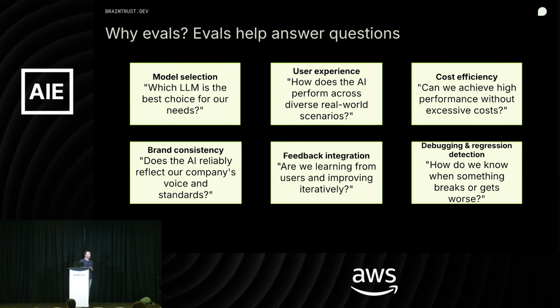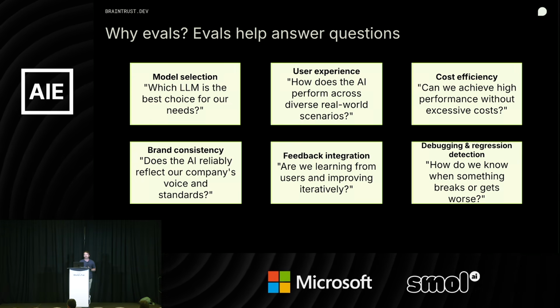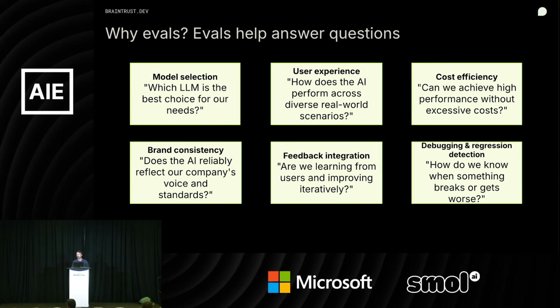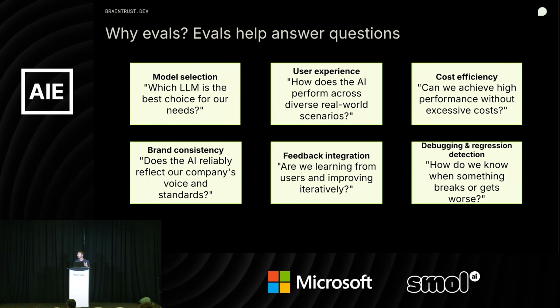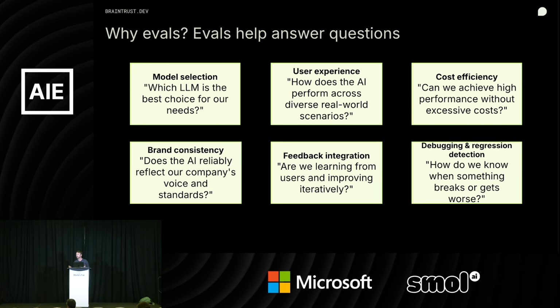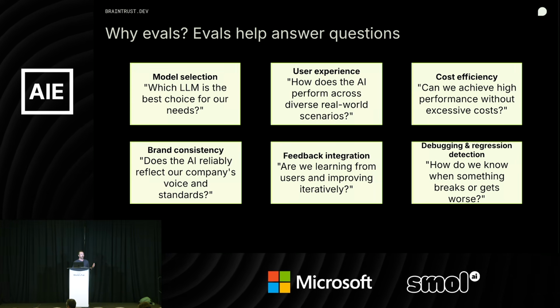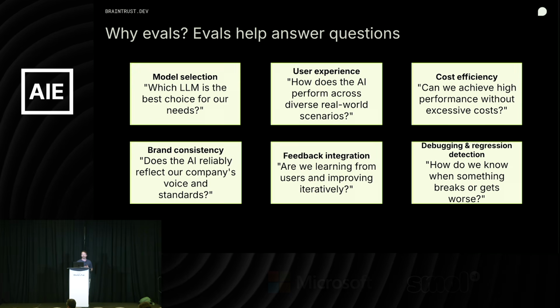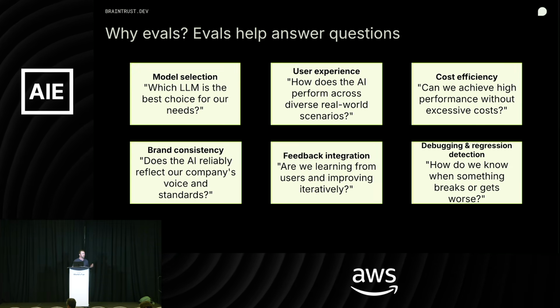So why would you think about evals, right? They help you answer questions. So here's a few of them. When I change the underlying model to my application, is it getting better or is it getting worse? When I change my prompt, right? When I change certain things about the application, is it getting better or is it getting worse?